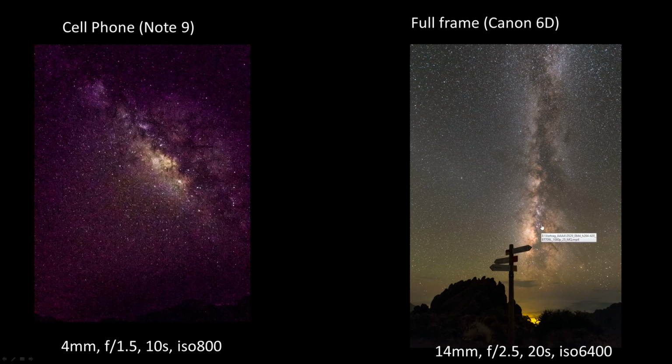But compare what you can take with the Canon 6D with a 14mm lens, f2.4 and 20 seconds at ISO 6400. And this is a picture which I didn't take to be especially perfect. This is just a frame, a single exposure of one of my time lapses.